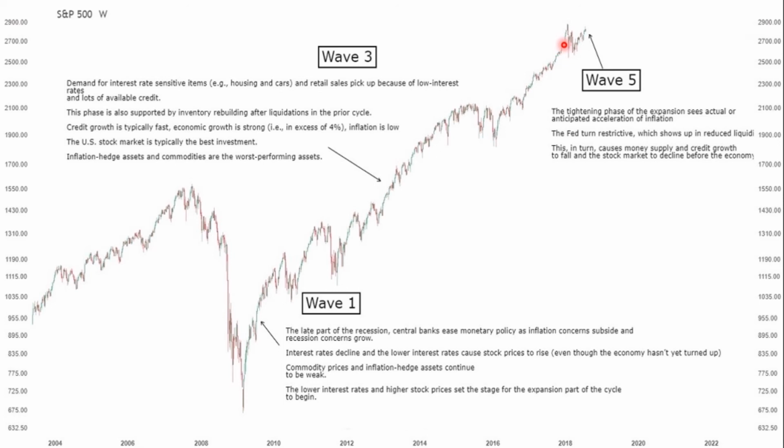So tightening phase is reduced liquidity. So the Fed turned restrictive, which shows up in reduced liquidity. And the money supply gets cut off, credit growth gets cut off, and spending gets reduced, and equities start to roll over in a big way. And as I said, this is the beginning of the end. So what we should be looking for right now is preparing for ourselves, based on the current cycle, of course, for the recession to come at some point in the future. We need to be very nimble and very careful about what we do.